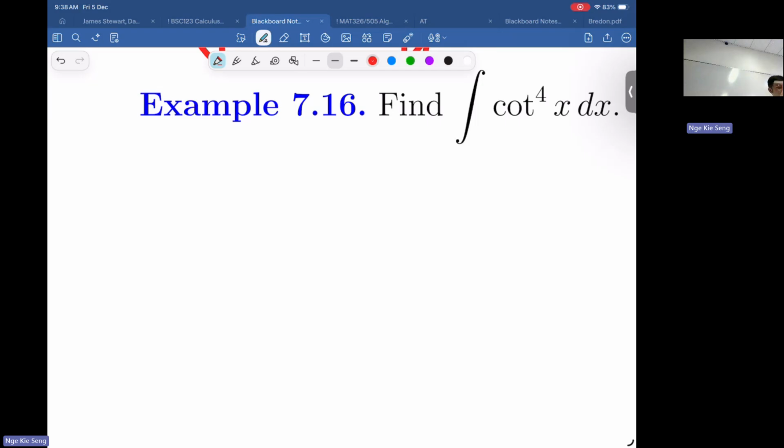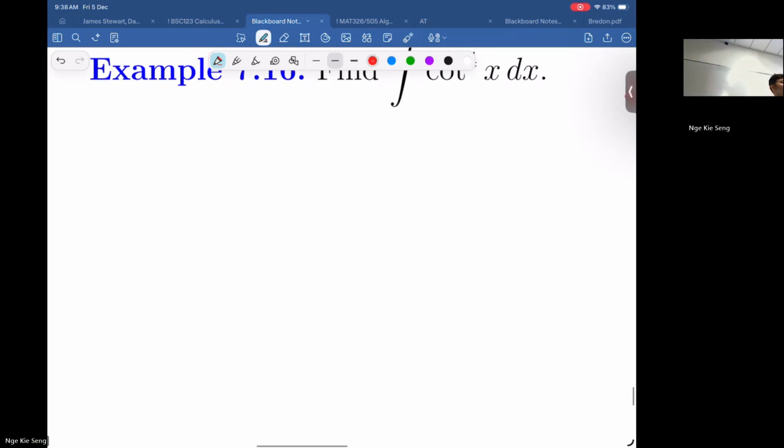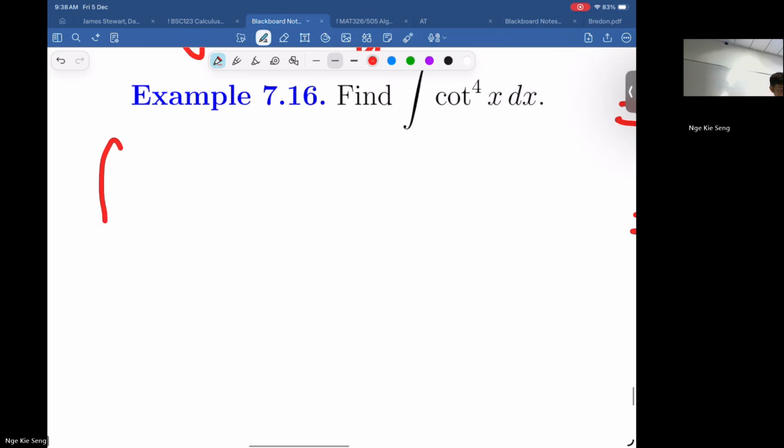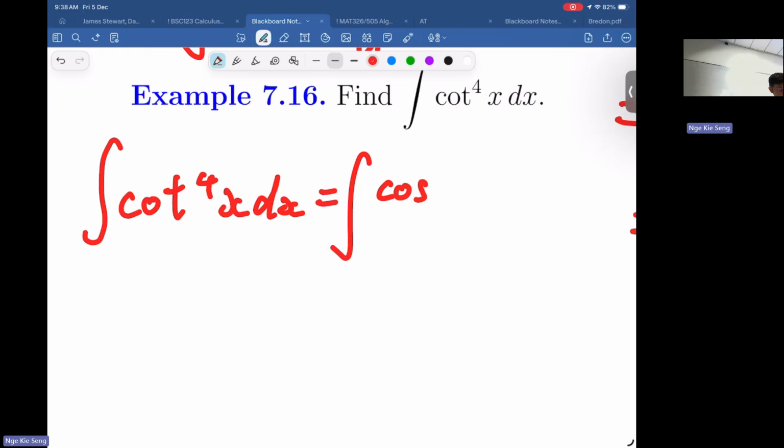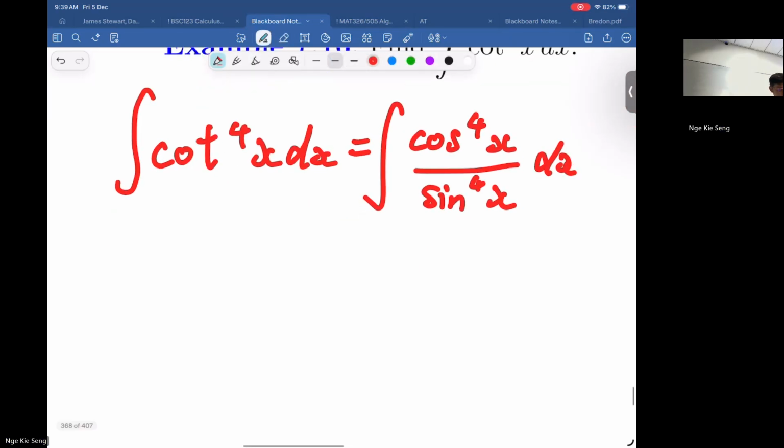Do you know how to say? No, I mean like just read your step. Do you see this as cos to the 4x over sine to the 4x, or you do this and then what do you do next? I mean like what identity you use or what substitution you use. Which one you don't know how to say in English?